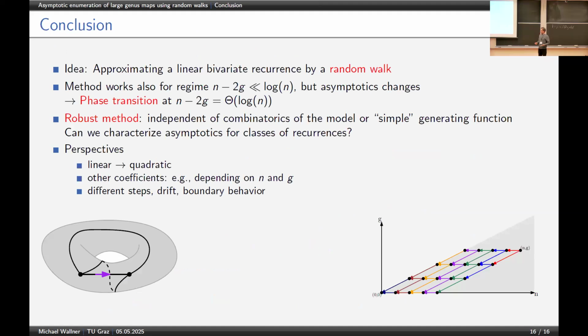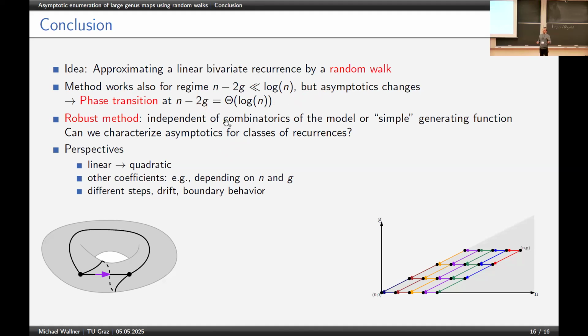So let me wrap it up. Our idea was to approximate a linear recurrence relation by some random walk. And we didn't use the combinatorics, except we needed some guesses, but we didn't use the generating function or anything from the combinatorics of the underlying problem. The method also works for the other range, but it's technical enough, and basically the shape changes a little bit. So there's a phase transition happening at log n.